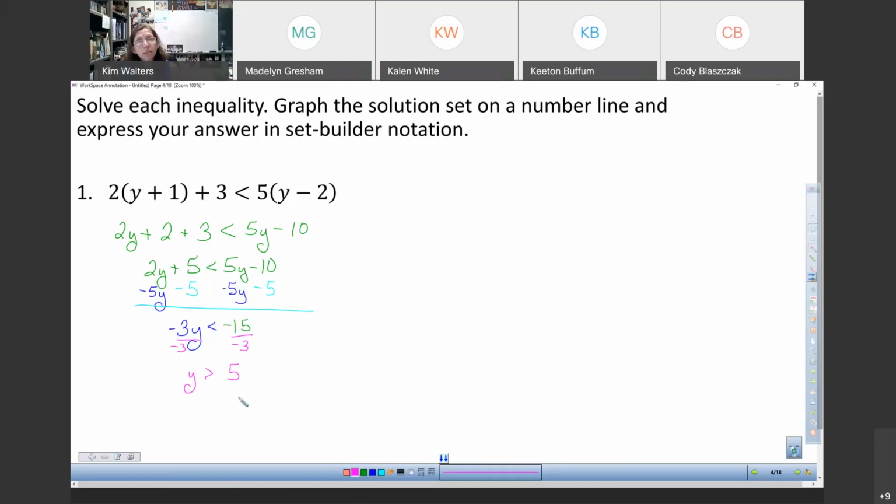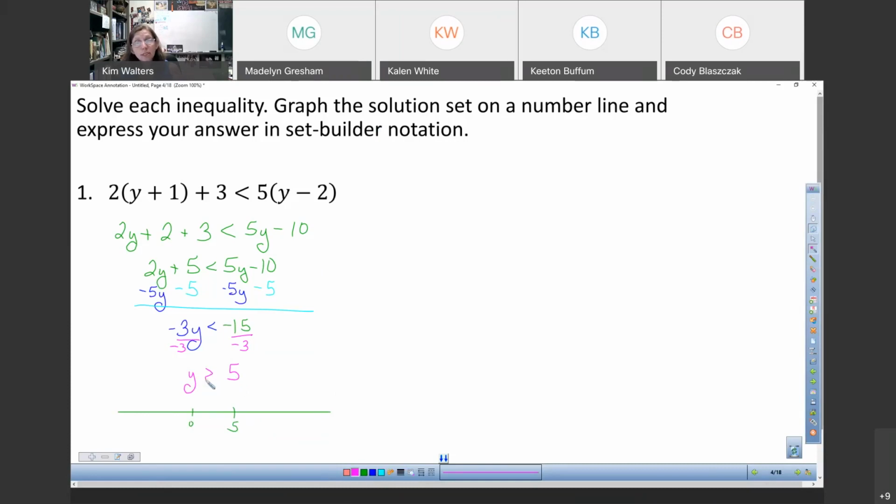So I'm going to put this on a graph. So my graph is going to look like this. I'm going to draw my number line, and I'm going to put 5 on my number line. I like to put 0 on my number line also. You don't have to. It just kind of gives me a reference point. When I get ready to shade this, though, I'm going to shade to the right because it says y is greater than.